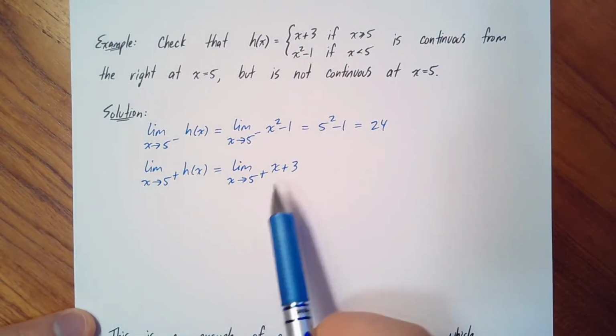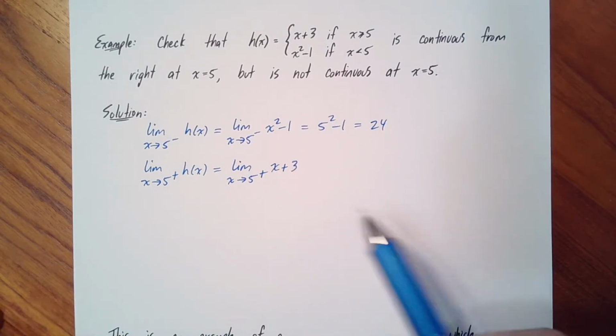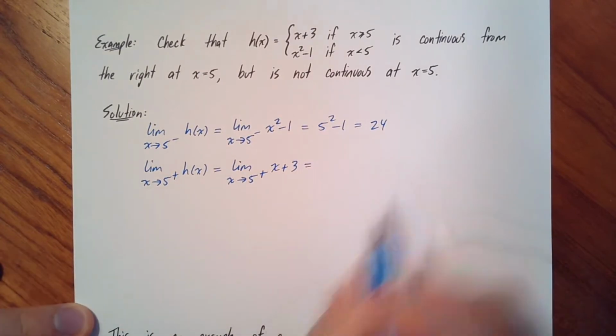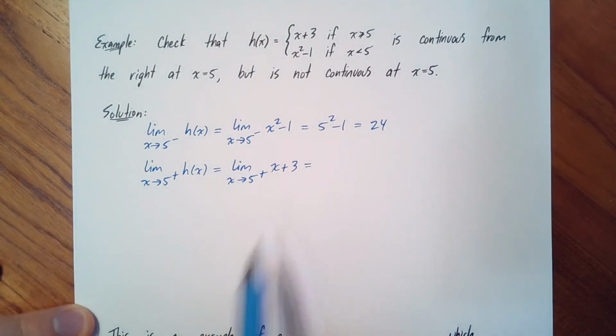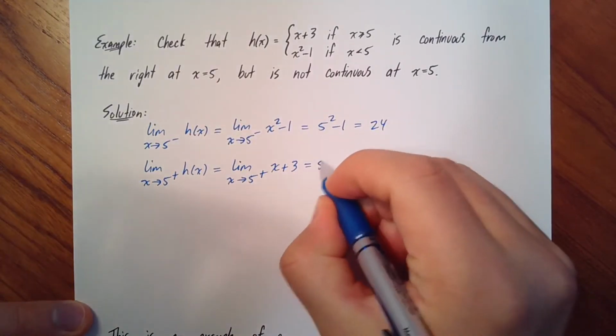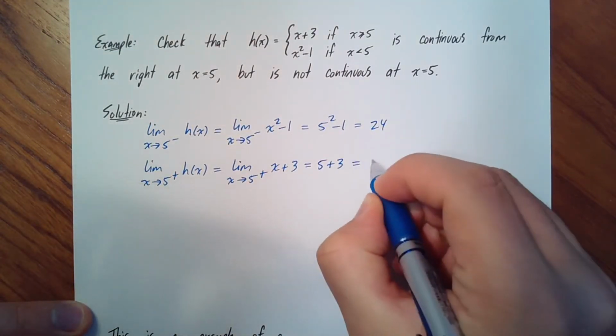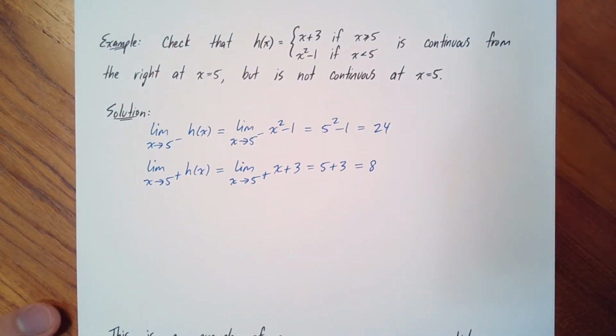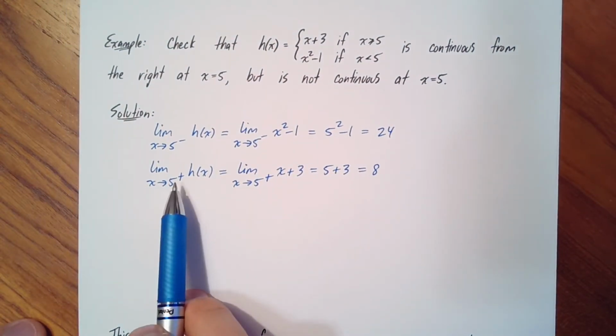And now, well, again, you've got a polynomial. It's a linear function, but it's still a polynomial. So plug in x equals 5 and you can get the limit, because this is a function that's continuous at every real number. In particular, it's continuous at 5. So go ahead and plug in 5. You'll get 5 plus 3, which is 8. Okay, and that's enough to know. Right off the bat, part of this is already done.